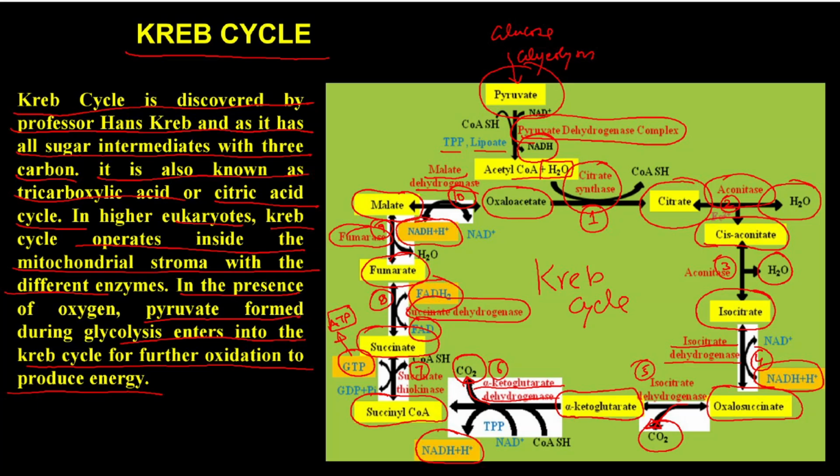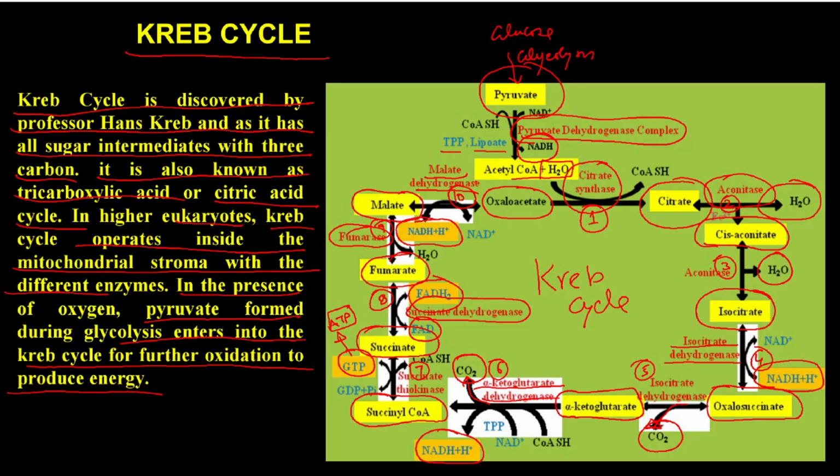Then this succinate will get converted to fumarate, forming a molecule of FADH2 in the presence of succinate dehydrogenase. Now this fumarate will form the malate in the presence of fumarase, again releasing a water molecule, and this is again a dehydration reaction. Then this malate will again get converted to oxaloacetate. So this is how this Krebs cycle works, and an NADH molecule will be released. Okay, sorry, will be utilized.